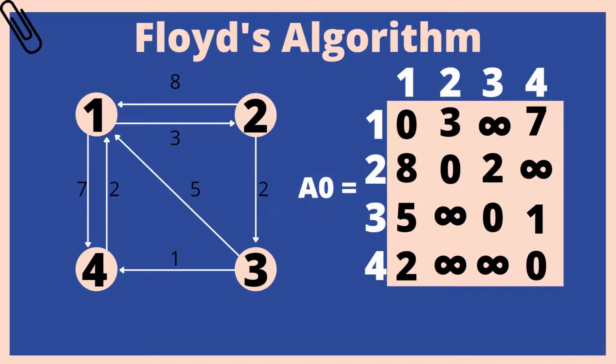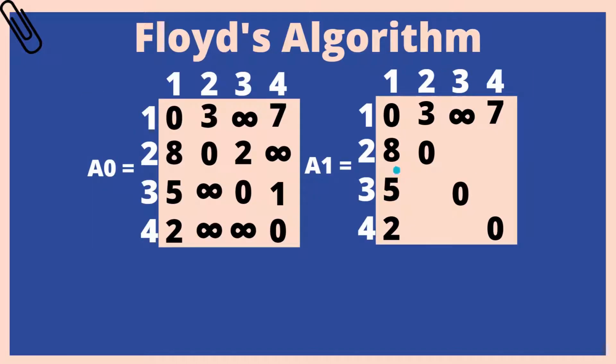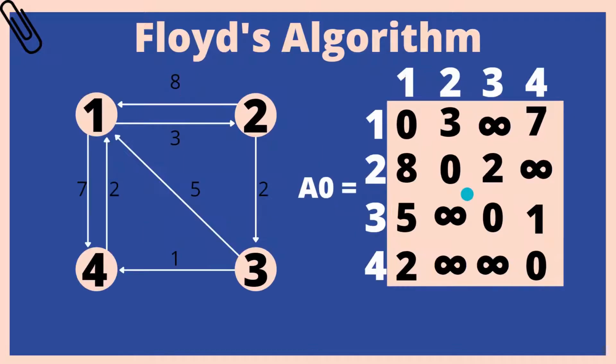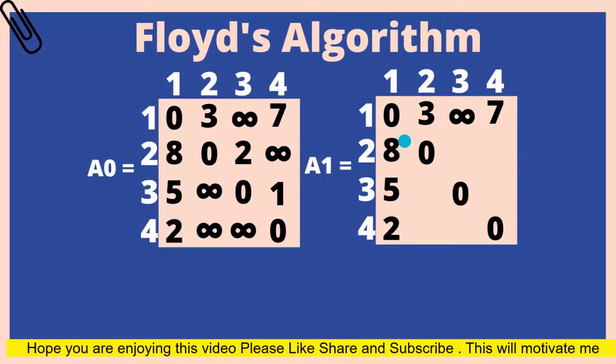So what we are going to do is, we will iterate through each and every vertex. For example, for the first iteration, we will put this first row as constant and this first column as constant, and then we are going to run Floyd's algorithm in the rest of the matrix. So let us see this example. So now we have taken the first row and first column as constant, and also we have taken the diagonal elements as 0 because there are no self loops.